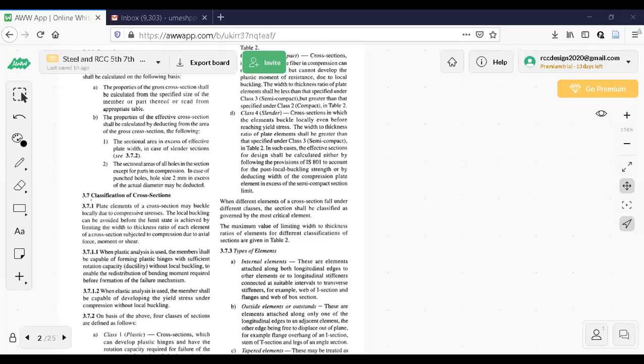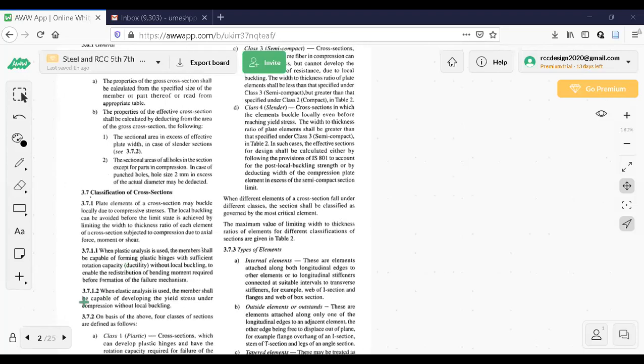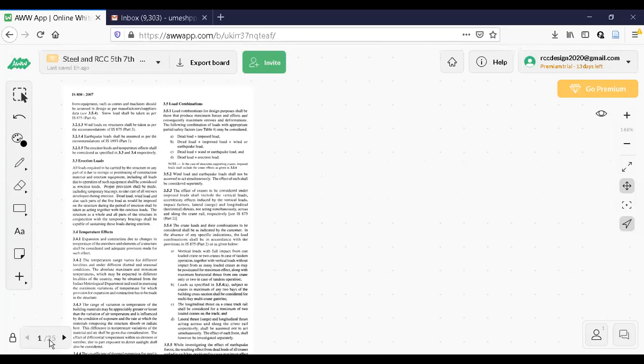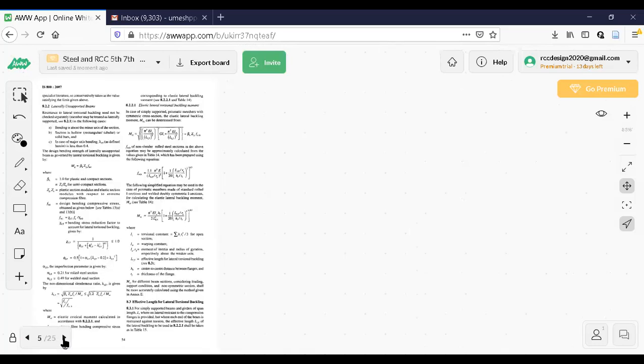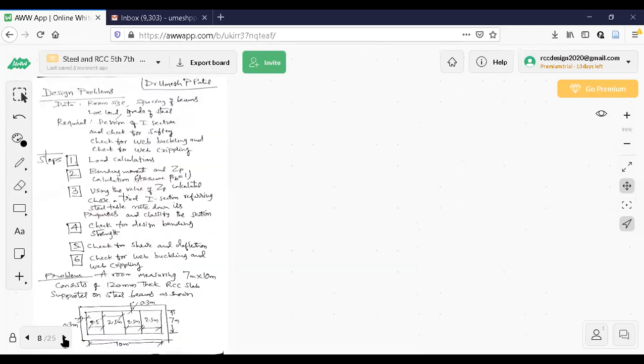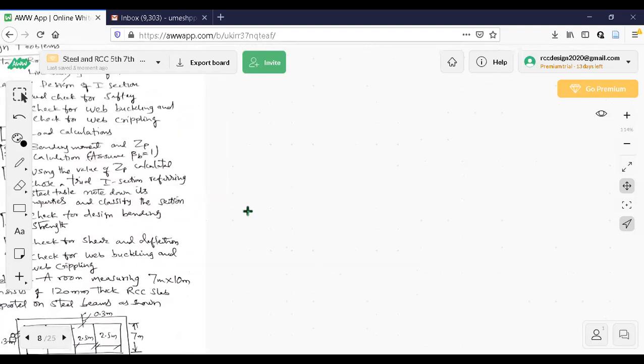This is what I'm going to start today. You observe here. I'll just brush up your memory for design of beams. Just observe. Now these are some pages I have taken from IS 800. Whatever is required to understand today's topic, some specific pages I have taken. Okay.